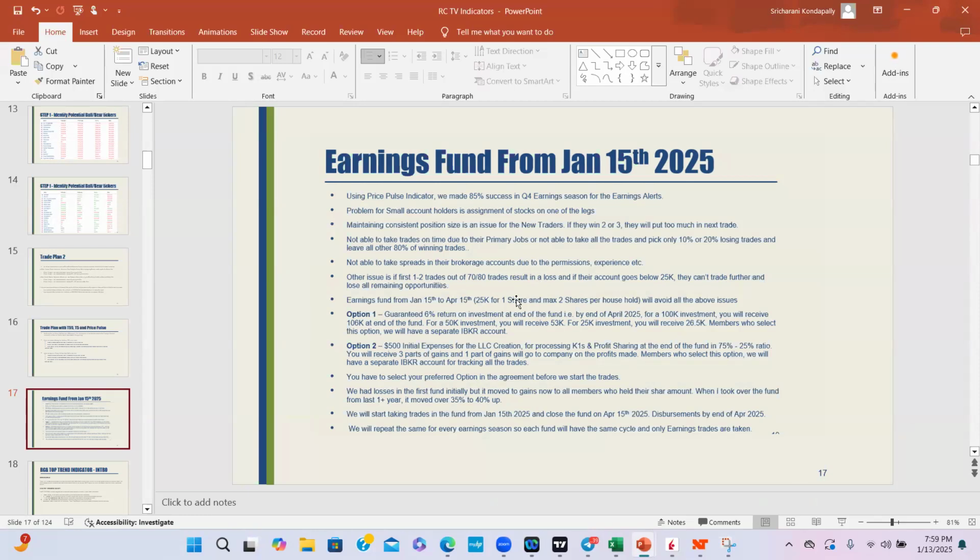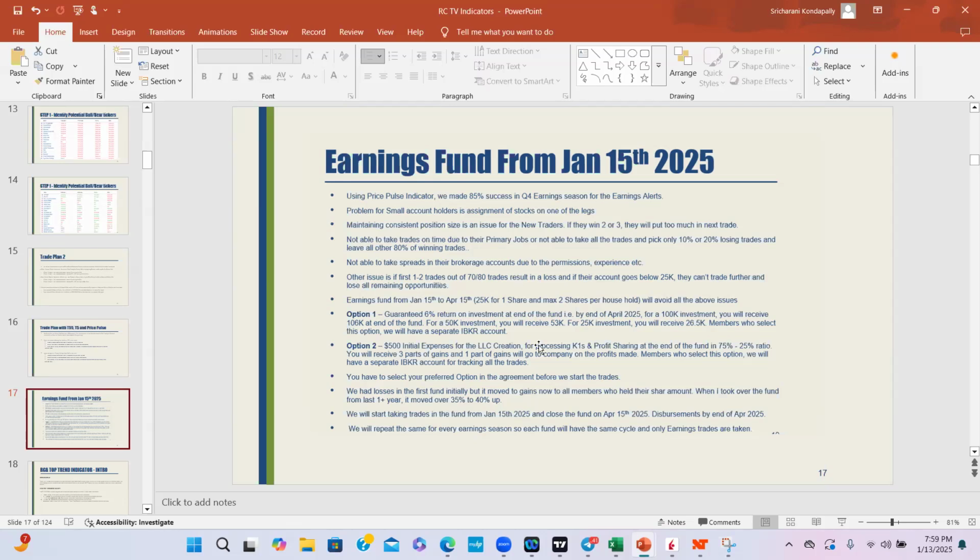25K for one share and maximum two shares for each person. So for example, you put 50,000 investment, then you will receive 53K at the end of 3 months. For a 25K investment, you will receive 26.5K, like that.